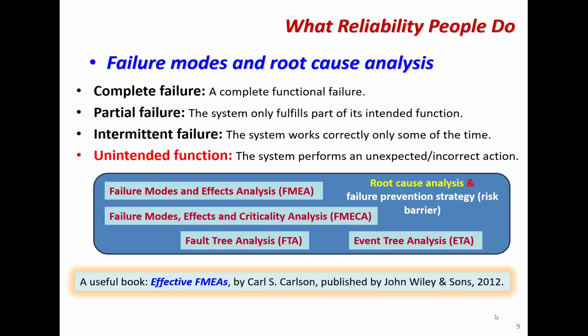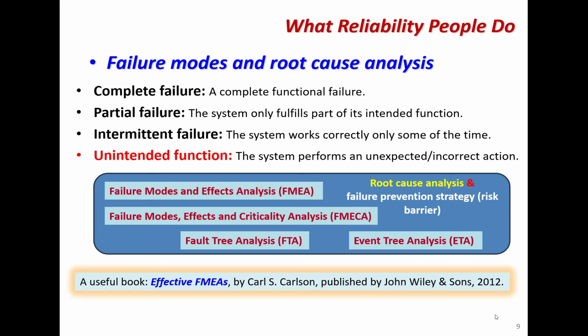I also want to share some very basic concepts. A lot of engineers, when they start learning reliability, learn something called failure modes and effects analysis. They focus on failure modes and root cause analysis. For instance, they look at different types of failures: complete failure, partial failure, intermittent failure, or even unintended functions. This is a very important type of failure mode because when we talk about systems with AI capability, sometimes the system can do something that it is not intended to have.